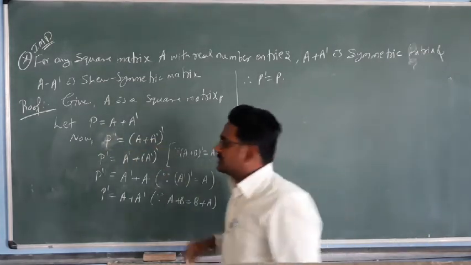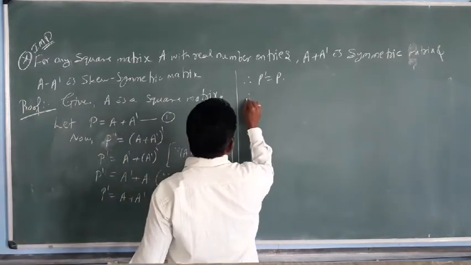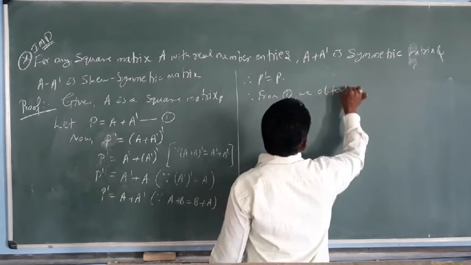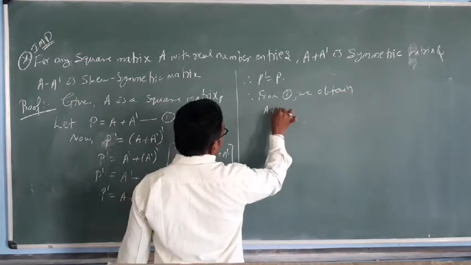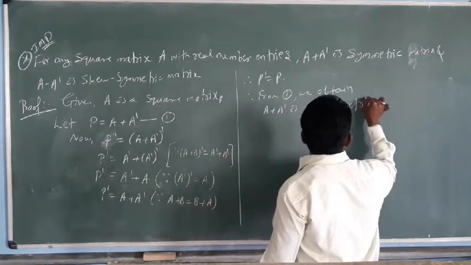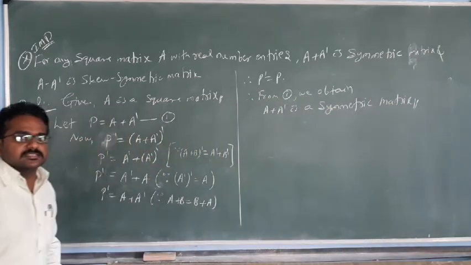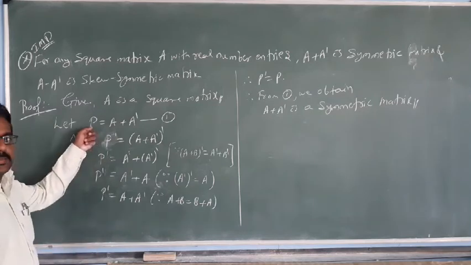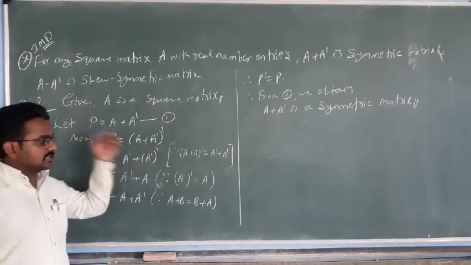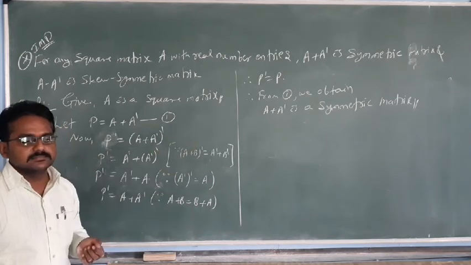So what we assigned for P here, students? A plus A dash. Take it as equation number 1. Therefore, from 1 we obtain that A plus A dash is a symmetric matrix. Got the point, students? What I did here: I assigned P equal to A plus A dash, then applied the transpose using the properties of the transpose and the commutative law of addition. We got the result, okay?